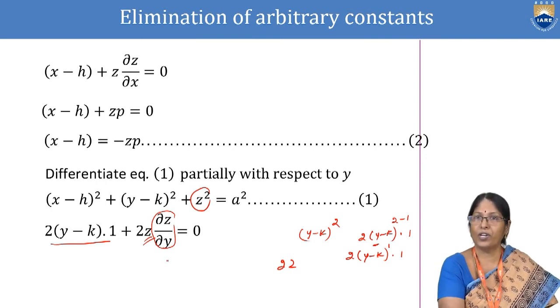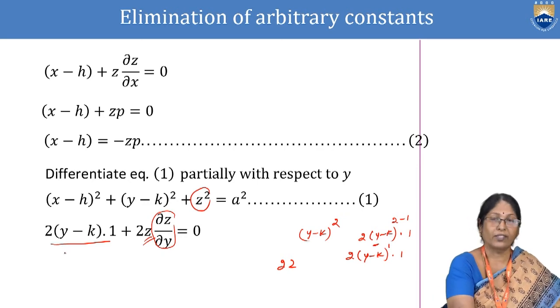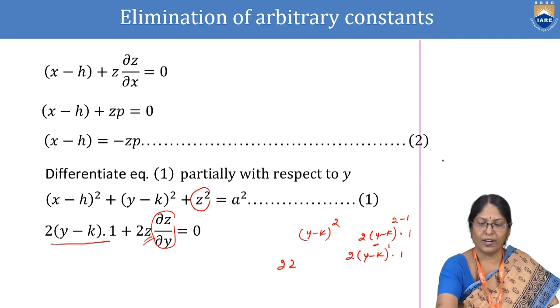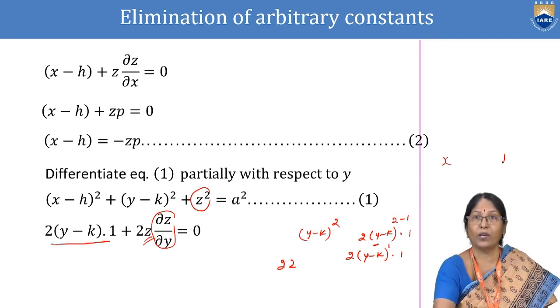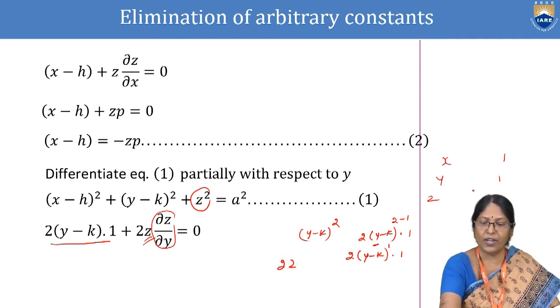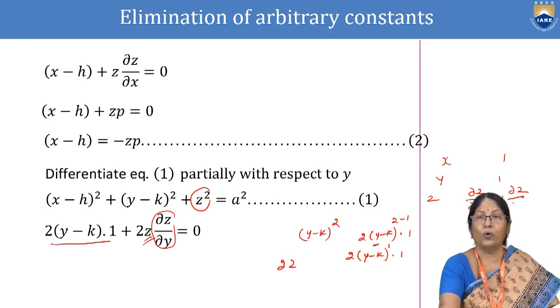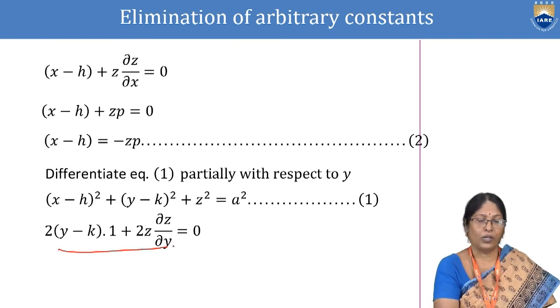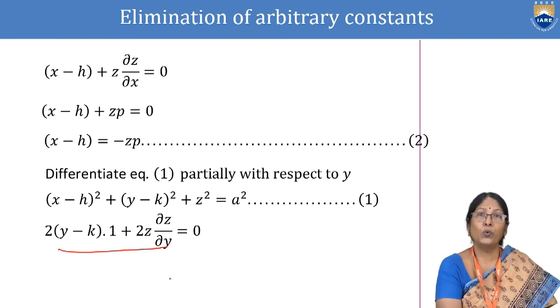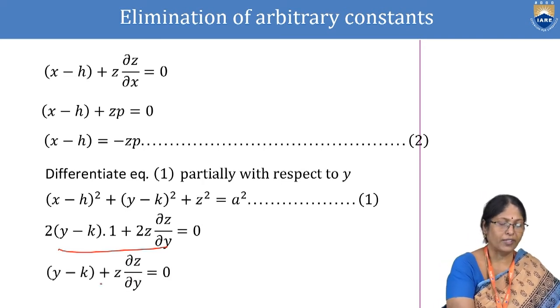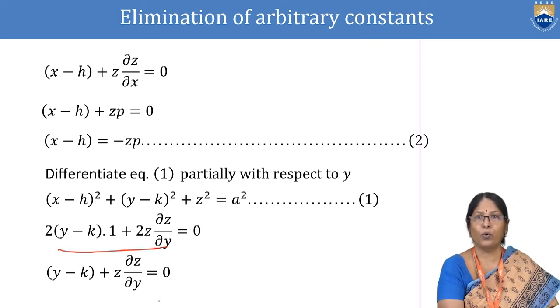Yes, here we got it very clearly. X and y are playing the role of independent. That is the reason x differentiation is becoming 1. Y we are doing 1, it is coming. Whereas z means we are writing dou z by dou x or dou z by dou y. In this, the number 2 is common in the two terms. So we have taken, so y minus k plus z dou z by dou y equal to 0.